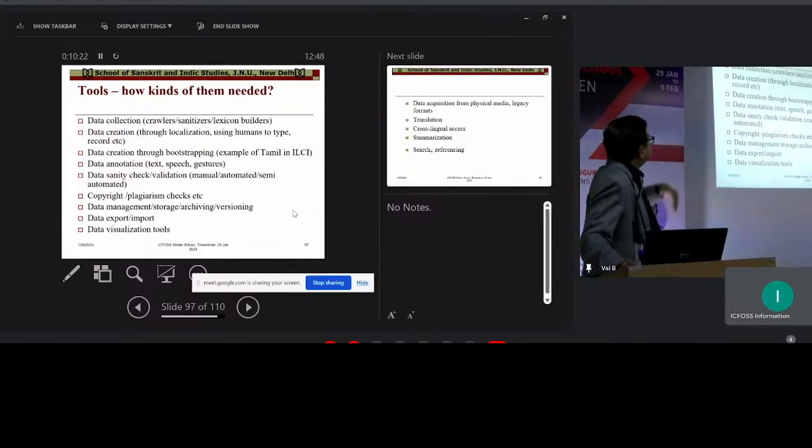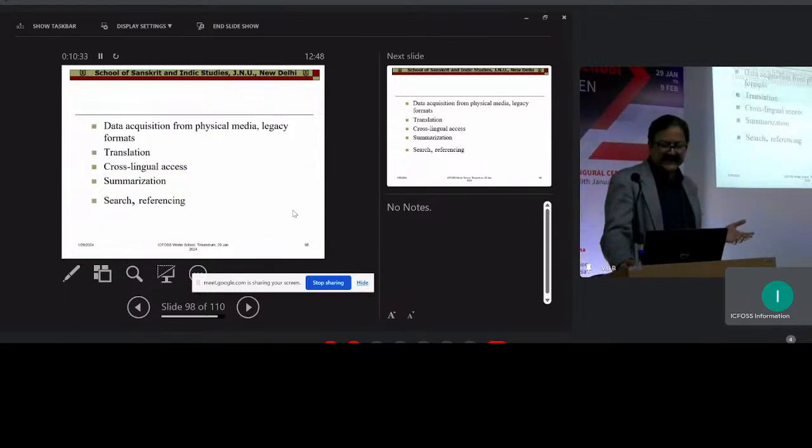Tools we need. How many kinds of tools are needed? Data collection tool, data creation tool, bootstrapping, data analysis tool, copyright, all of these things, export, import, all of this will be needed.